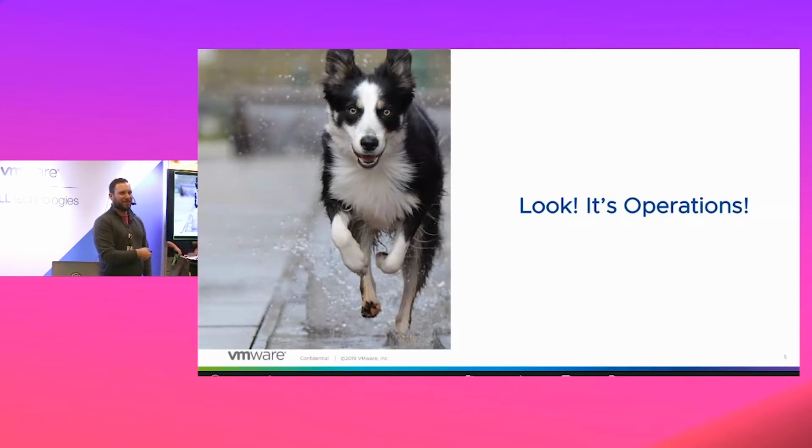Because we have a dog. That dog is operations, okay? What does operations do? Generally, in a lot of places I've been, operations chase stuff. Something happens and they chase it. And they chase it till they either catch it or it goes far enough away they don't think they're ever going to see it again. Okay? Thus, that's a border collie.